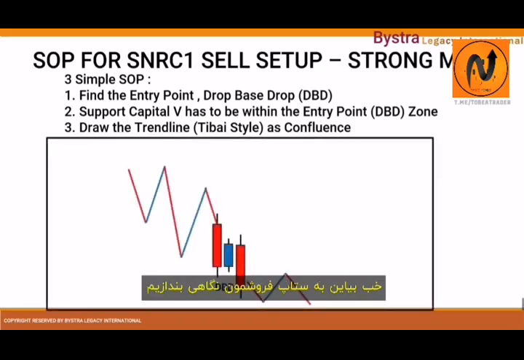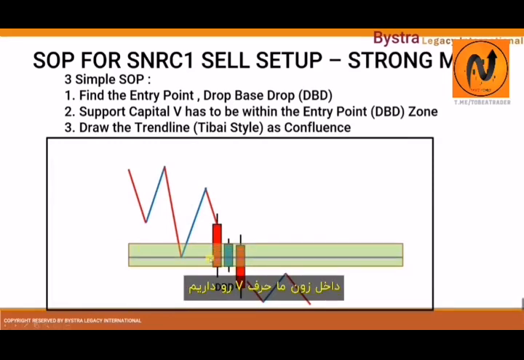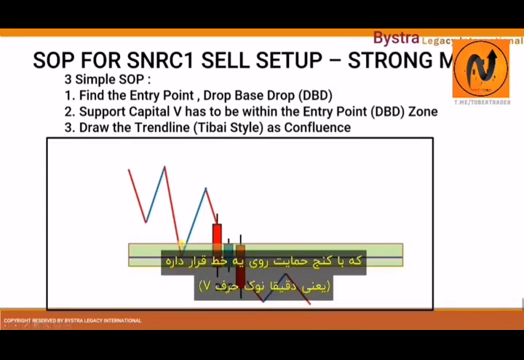So let's have a look at our sell setup. Same goes, this is a drop base drop. So we mark the zone. Inside the zone we have the capital letter V, which is the support. So we will put our pending order of sell limit at this area, which is in line with the edge of the support, which is the capital letter V.